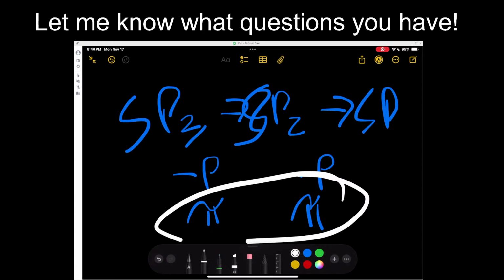This might be a nice time to remind ourselves that pi bonds involve electron density above and below your atoms. That's why we can only use p orbitals to form these pi bonds, or at least what we need to know right now.